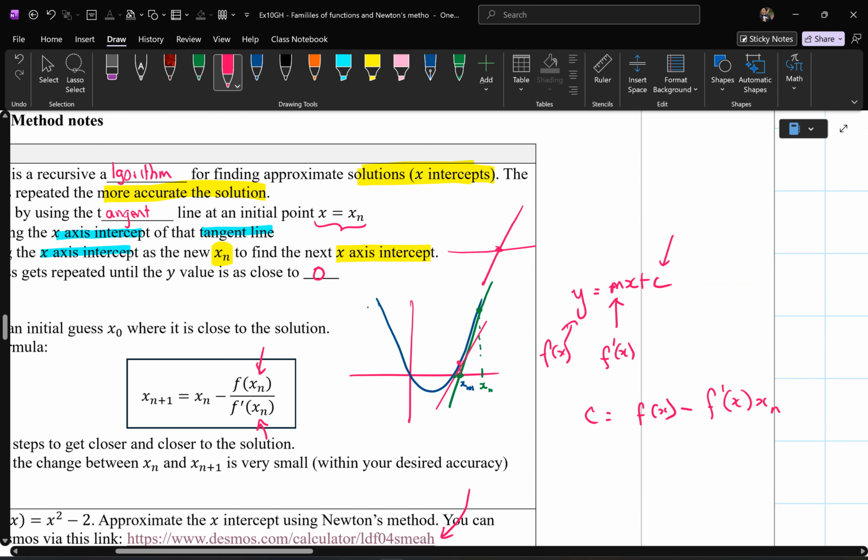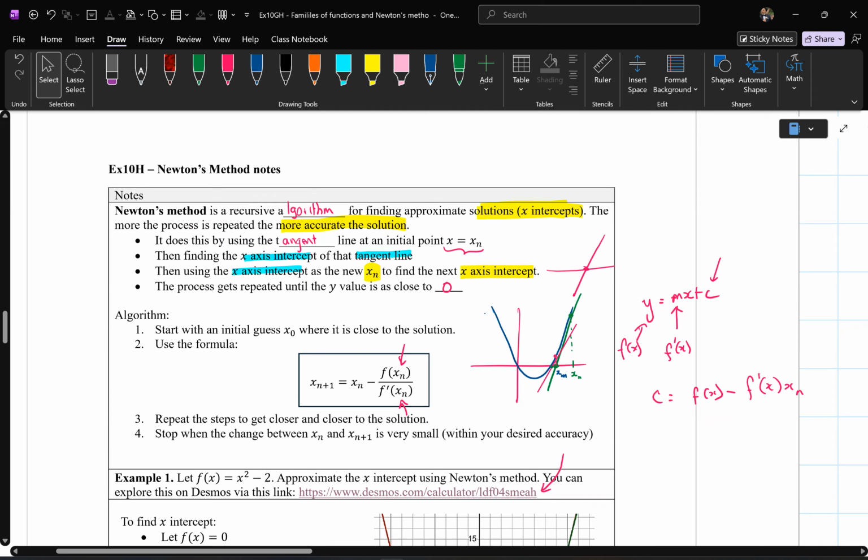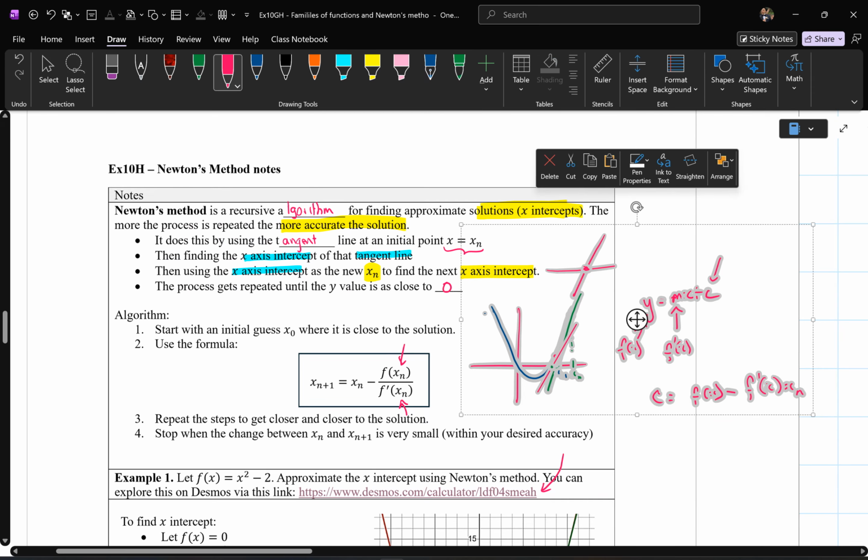Okay? And that's what you're seeing here. That's just a rearrangement of that equation. They just rearranged that equation to find the x-axis intercept of the new equation. That's simply what it is. Yeah? So, let's delete this. This formula will be on your exam.